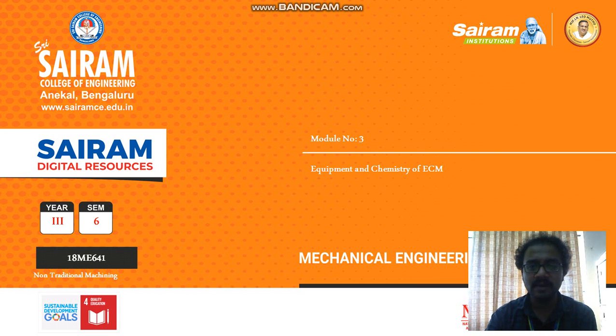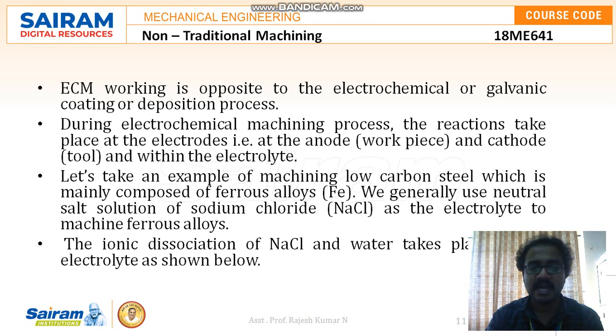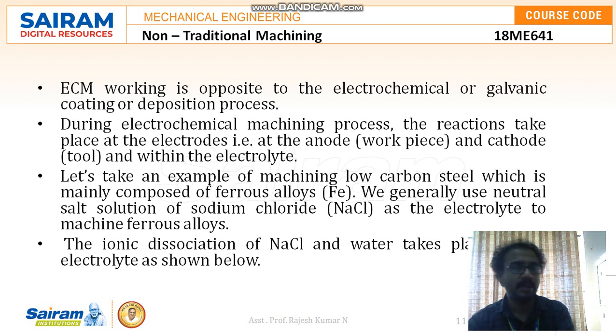Already in video 1, we clearly discussed what the working principle is, what Faraday's law is, and the parts which can be made by the electrochemical machining process. All those things we discussed in detail. So in this video, we shall discuss the chemistry and the equipment. First, we'll start with the chemistry of the electrochemical machining process.